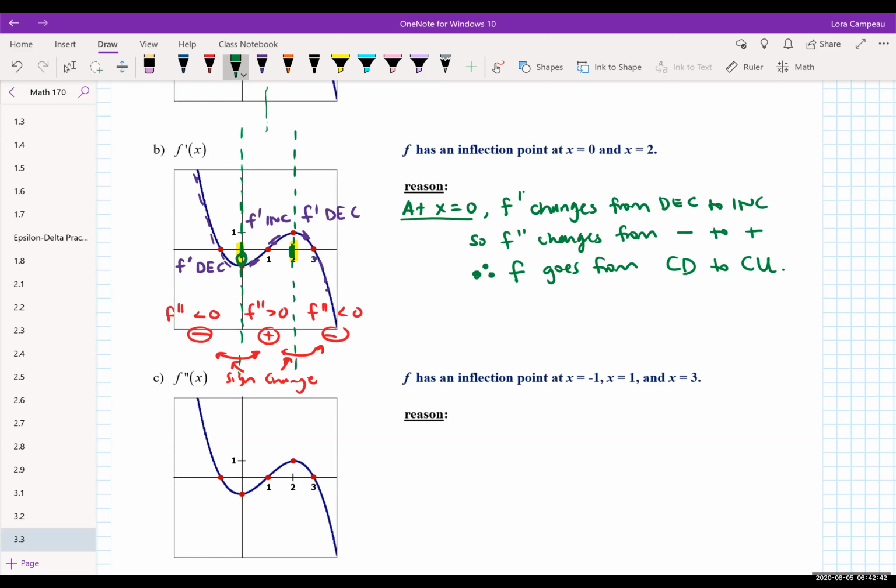Now, similarly, you can make the same reasoning. It's just different from here. At x equals 2, recopy what you're looking at. Your f prime changes from increasing to decreasing.